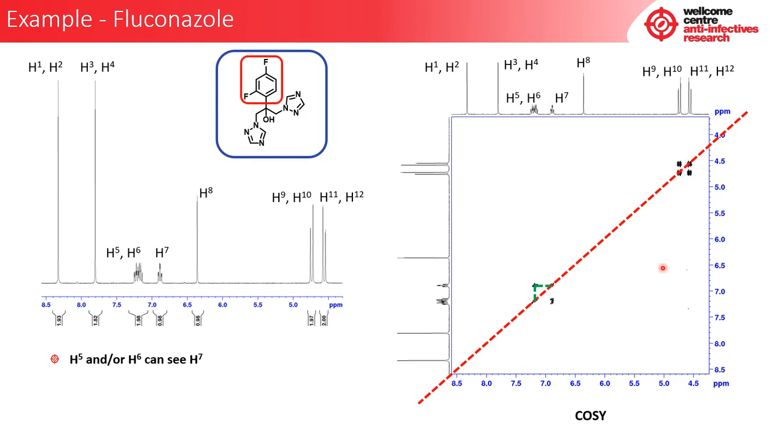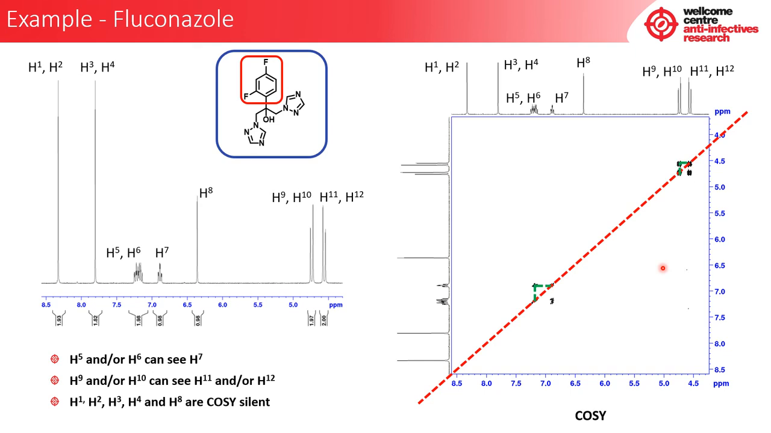Okay, so we look at the next set of coupling, and we can see here that protons 9 and/or 10 can see 11 and/or 12. Okay, that's something that we've speculated before. We knew that perhaps they could see each other, but now this is confirmed in the COSY experiment. What can the COSY now tell us?